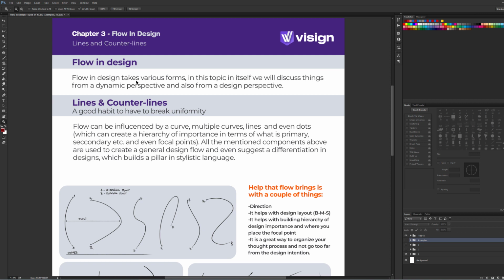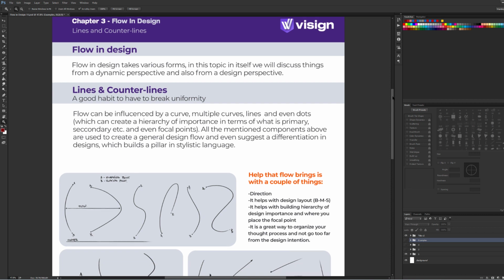Or flow in design can be part of a certain specific area of design. For example, if we're speaking about environment, in that area you have a certain visual flow that creates the entire design context towards the audience itself. That's what I mean by it. In this topic itself, we will discuss things from a dynamism perspective, and also from a design perspective, which I explained earlier. Now, let's discuss lines and counterlines.